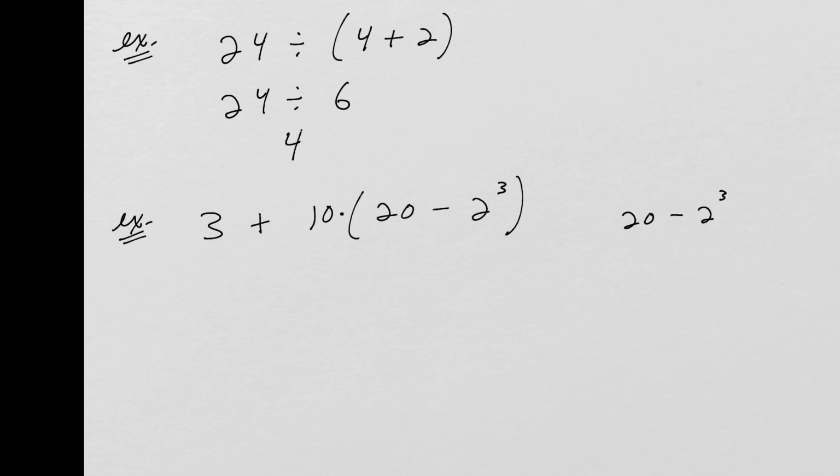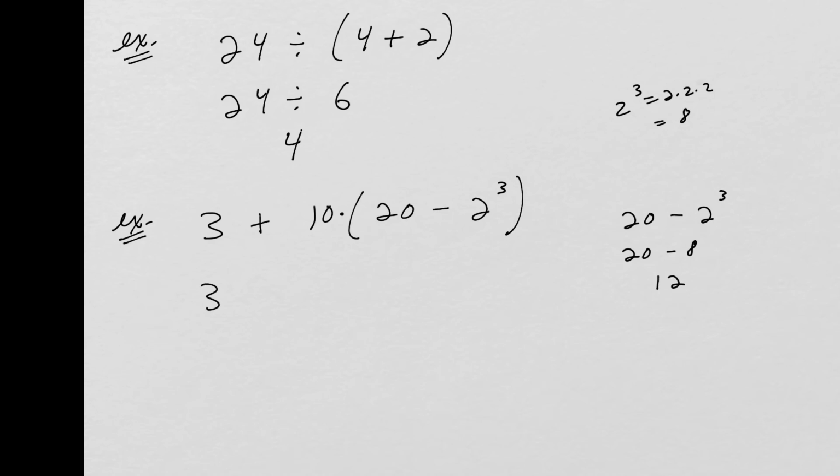I have to do 2 to the third first. Well, remember, that means 2 times 2 times 2, right? So this is 4 times 2, which is 8. So this is 20 minus 8. And now you can do the subtraction. Well, 20 minus 8 is 12.